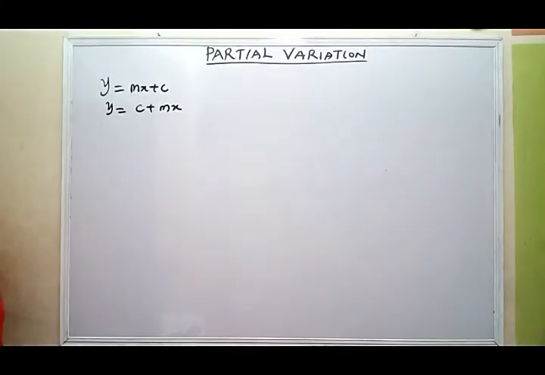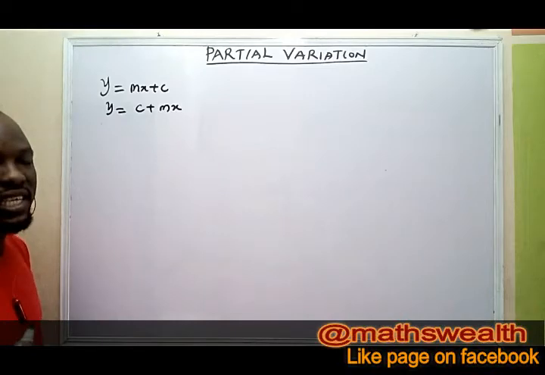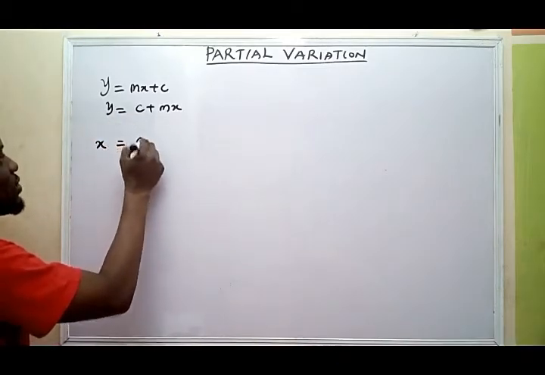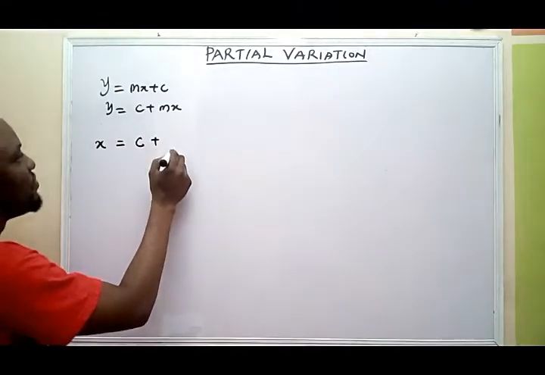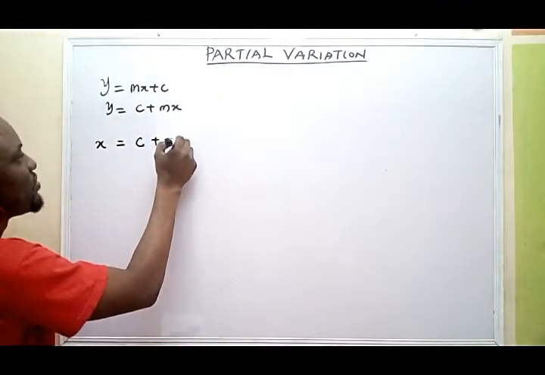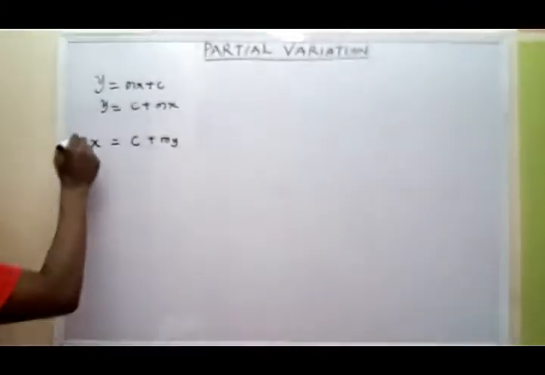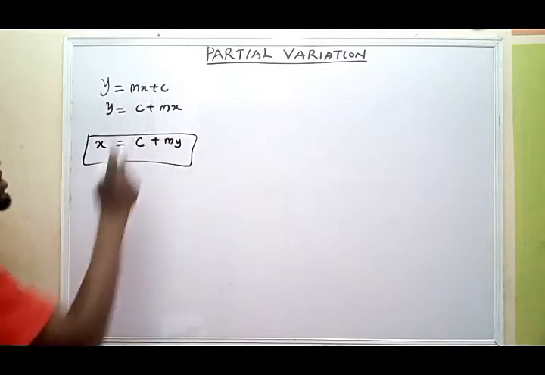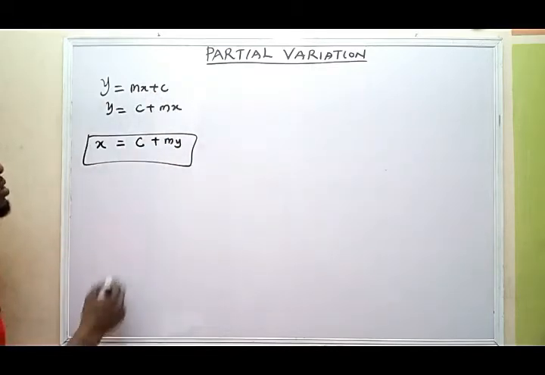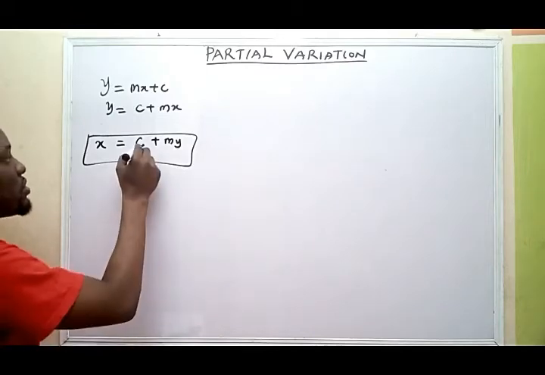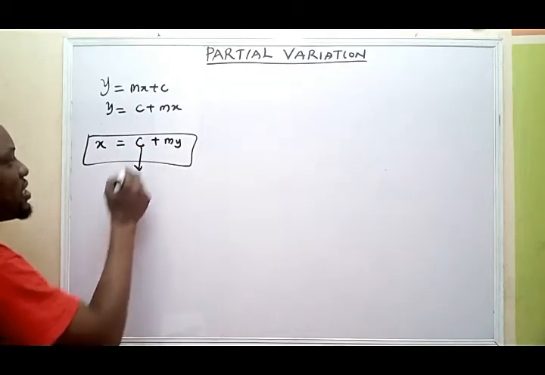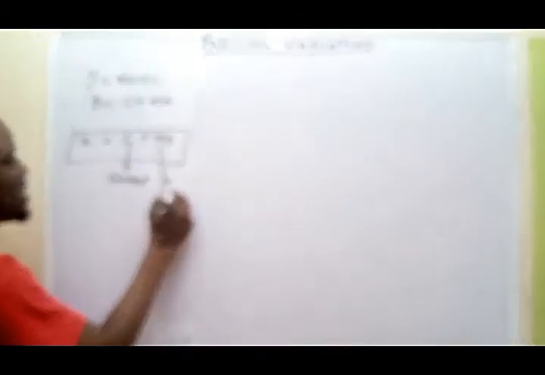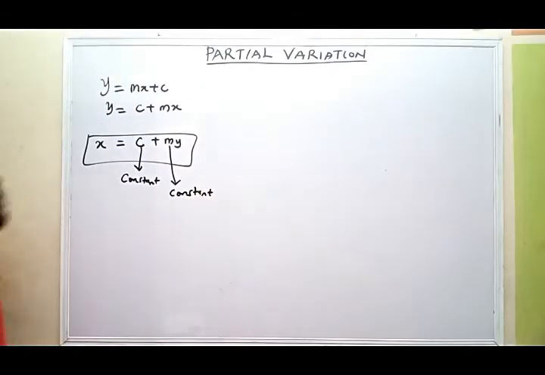Now, if I say, for instance, a quantity or a variable x is partly constant, then partly varies with another variable, y. So in this expression, I can compare this with my equation of a line. In this case, there are two variables. There are two constants, rather. This represents a constant, and m also represents a constant. Now you need to know that.